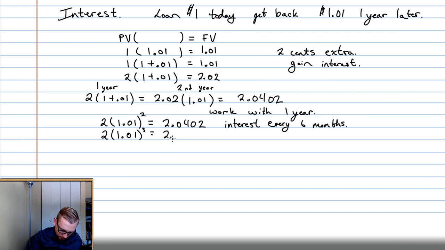Well, this gives us 2.0602. A little bit extra, not quite enough to worry about yet, but it would make a big difference if we were working with a larger number. So instead of 2, it was 200 or 2,000 or 10,000. See, that would start making a big difference. If we change the interest rate, that'll make a huge difference as well. But let's see what happens if we keep going.